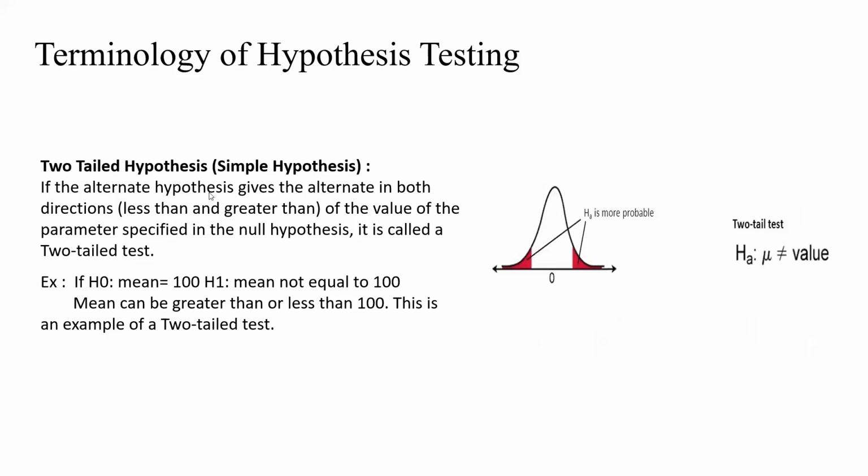The other variant is the two-tailed hypothesis, where our alternate hypothesis has both directions in which it can progress, both greater than and less than. As the example says, my null hypothesis says that my mean is equal to 100. That means I can go higher or lower than that to reject my null hypothesis. So my alternate hypothesis goes in both directions, and this type of test is called a two-tailed test.